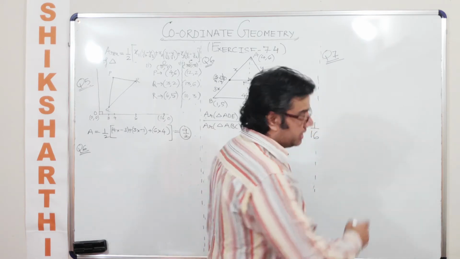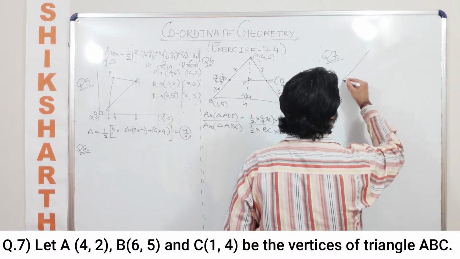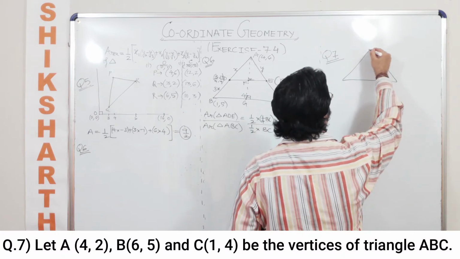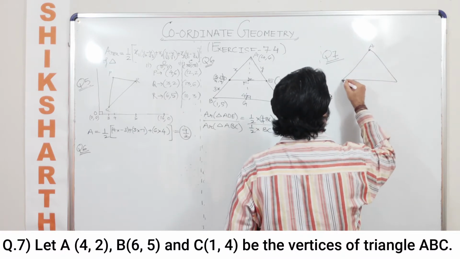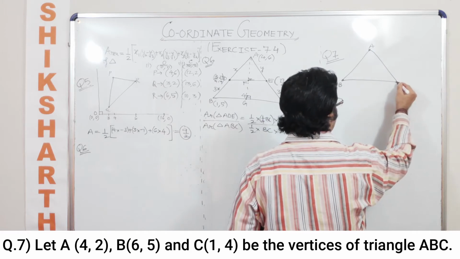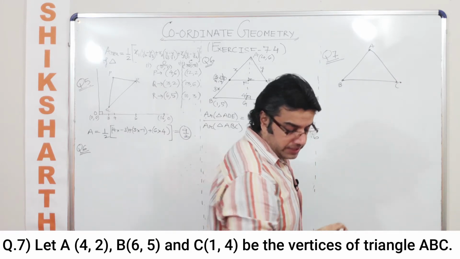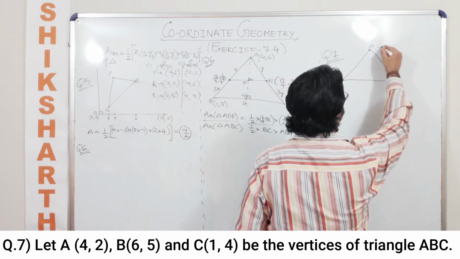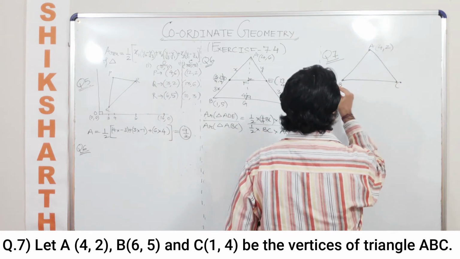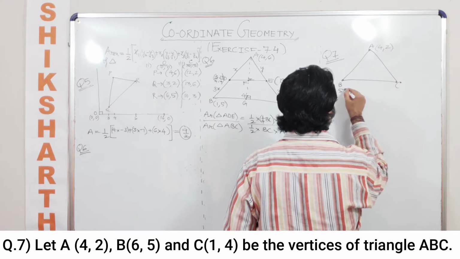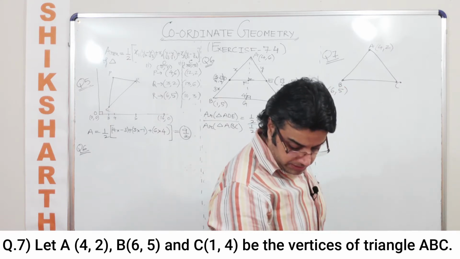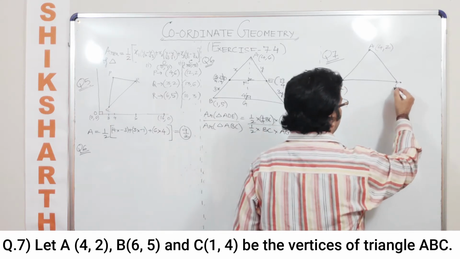Okay, now again it talks about a triangle. So let's say there is a triangle ABC. Do we know the coordinates of this triangle ABC? Let's see. So the coordinates are given to you as (4,2), (6,5), and finally (1,4).